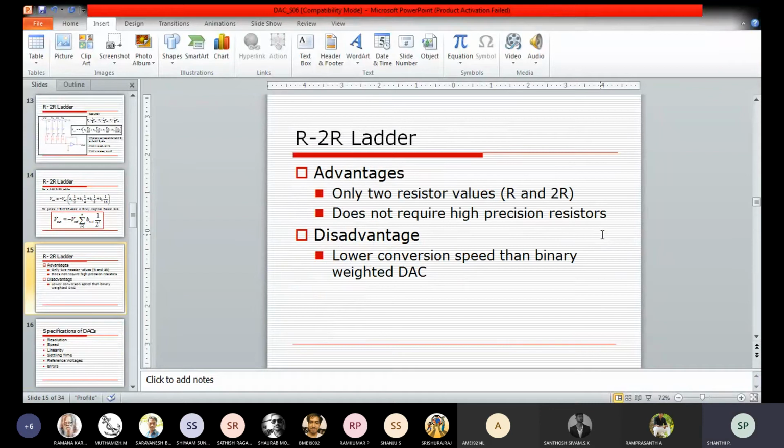What are the advantages? Only two resistor values, equal values, are used, so it is very advantageous. It does not require very high precision resistors. What are the disadvantages? Lower conversion speed. The speed is very low compared to the binary weighted resistors.